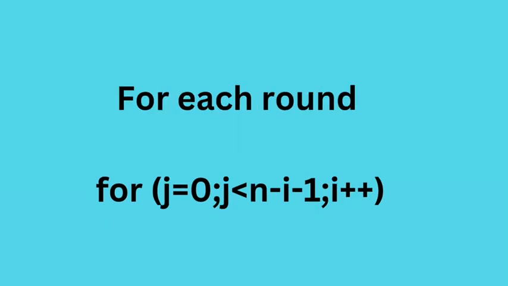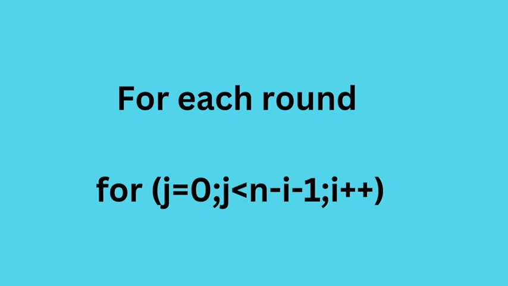The j loop actually represents the steps in each round. As I told you before also, after each round one step will be decreased. So that is why j is going to run from j equals 0 to j less than n minus I minus 1. The n minus 1 is done because j will start running from 0 and the array's index starts from 0. That is why we are going to reduce one step.